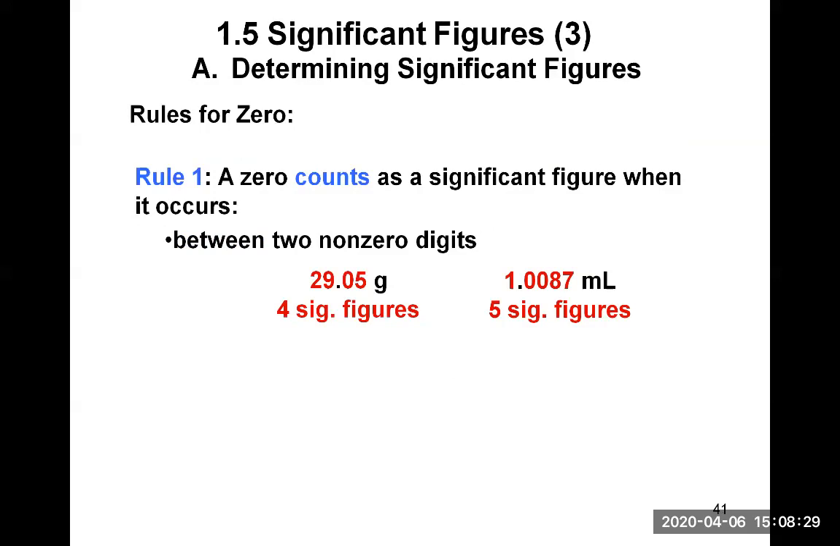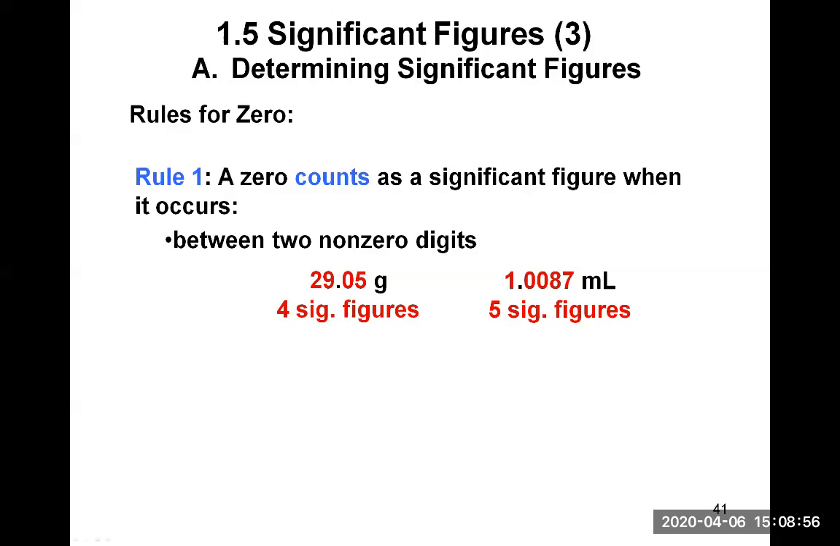So the first rule for a zero is that it counts as a significant figure when it occurs between 2 non-zero digits. For example, 29.05 grams. In that number, the 0 is between non-zero digits. So when it's sandwiched by non-zero digits, those zeros count.